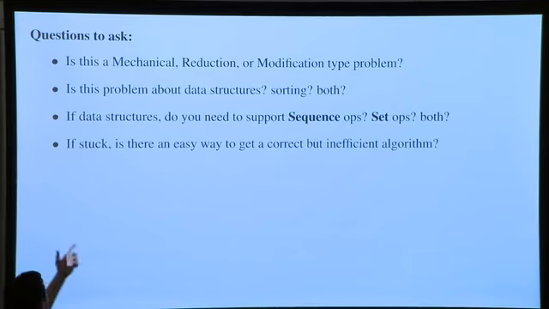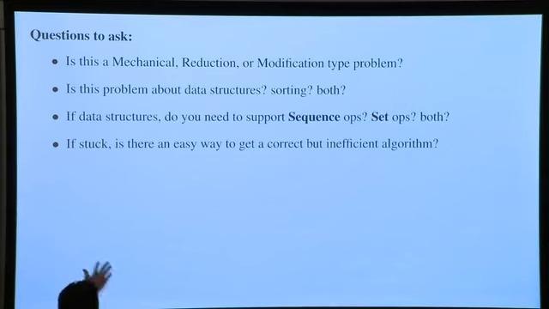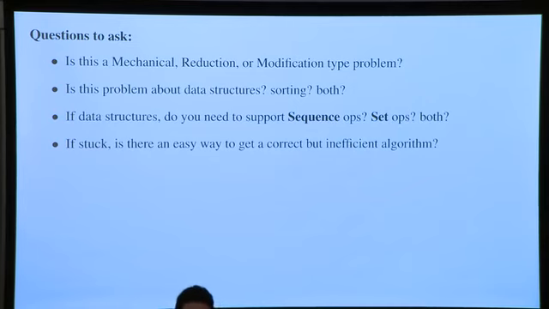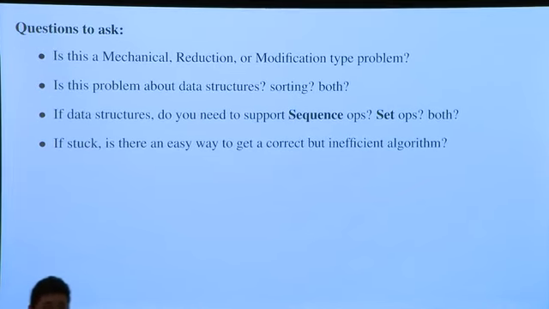So, is this a mechanical reduction or a modification type problem? That's just going to help me determine the difficulty level of what this is. You might not be able to answer it, but it can give you a sense of what kind of problem it is. Is this a problem about data structures, sorting, both? If it's about data structures, do I need to support sequence type operations? Do I need to store an extrinsic order on something? Or do I care about what the objects are, where I'm trying to look things up by what they are? Or maybe both, or some combination.